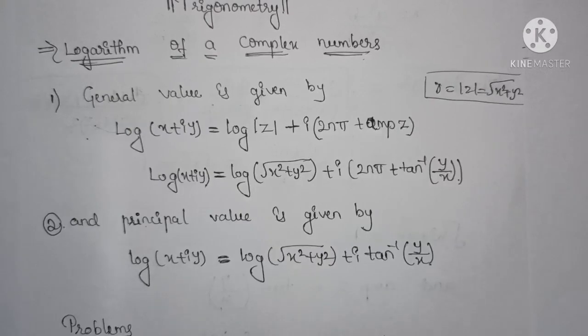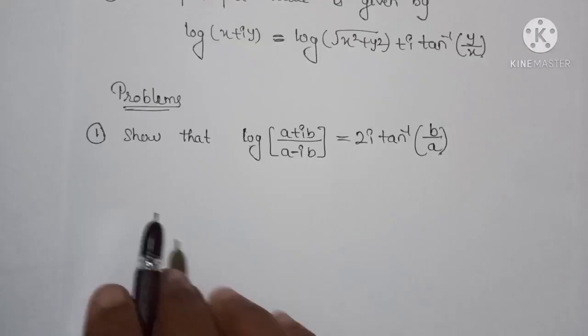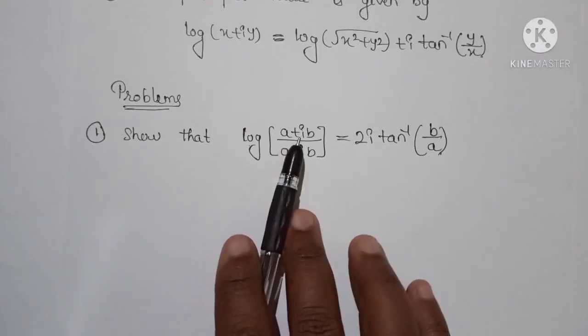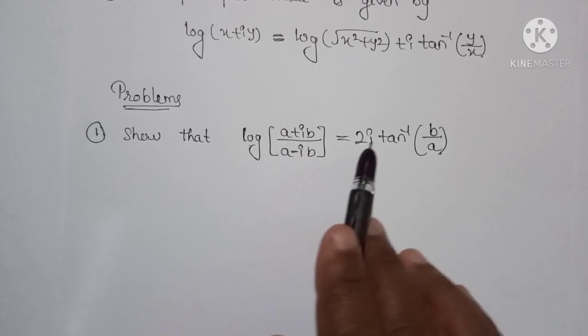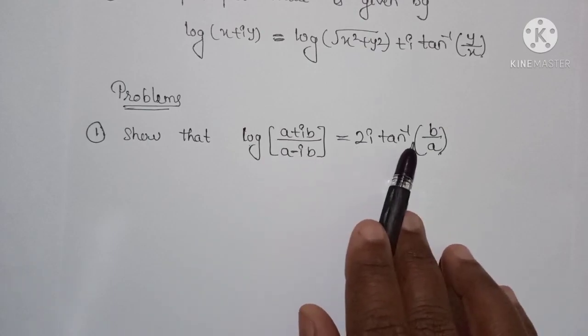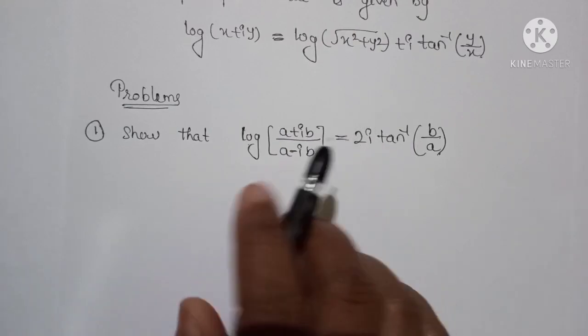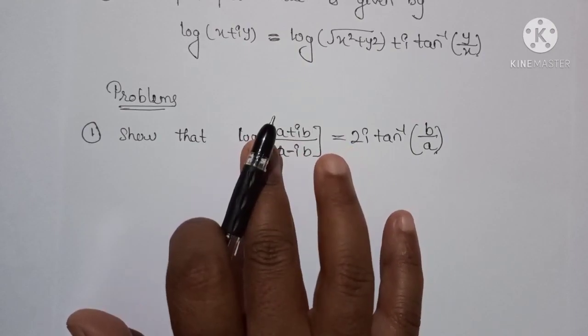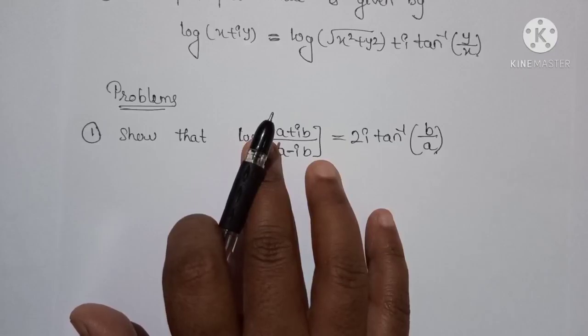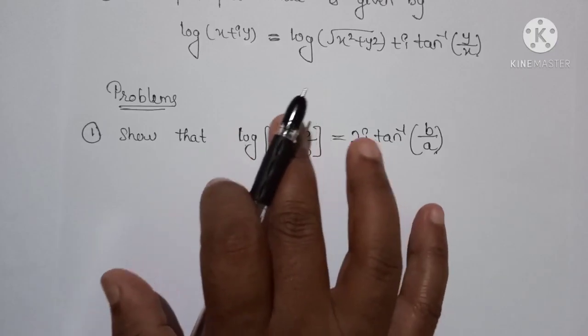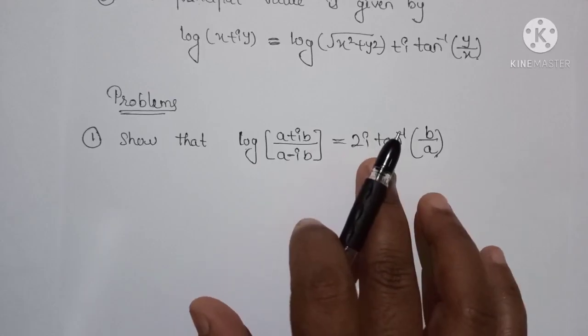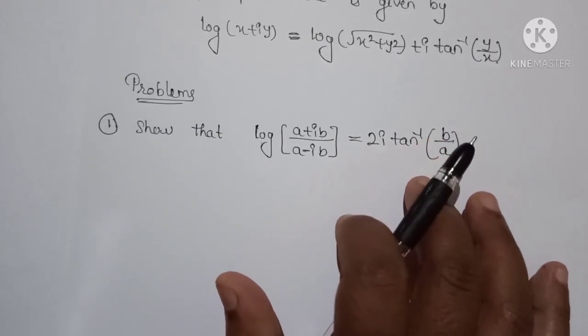Now let us consider a few more examples on the same topic, that is, logarithm of a complex number. First question: show that log of (a plus ib divided by a minus ib) equals 2i tan inverse of b by a. Here log means small log, which represents the principal value. So we have to show that the principal value of this given complex number equals 2i tan inverse of b by a.